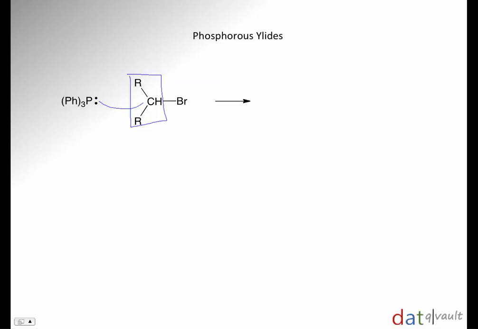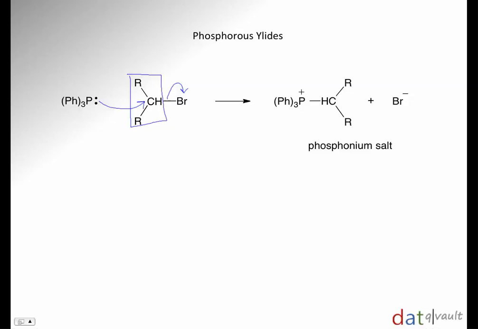This lone pair of electrons is going to displace bromine from this alkyl bromide, SN1 style or SN2 style, depending on how sterically hindered the carbon of your alkyl halide is. Then you form what's called a phosphonium salt, where the negatively charged bromine is going to be the counter ion for your now positively charged phosphorus, since you're donating an electron pair. It's also important to note that you must have either a primary or secondary alkyl halide for this reaction to actually occur to form your phosphonium ylide.